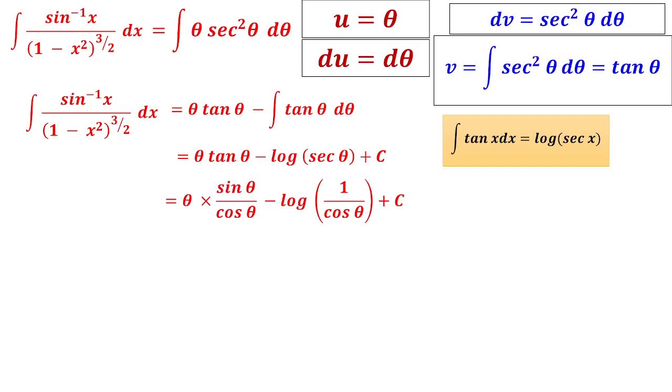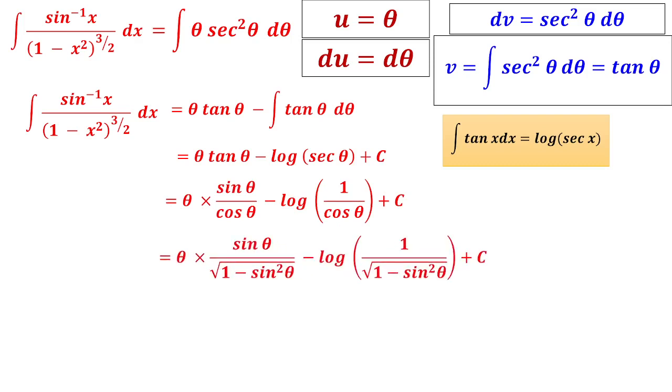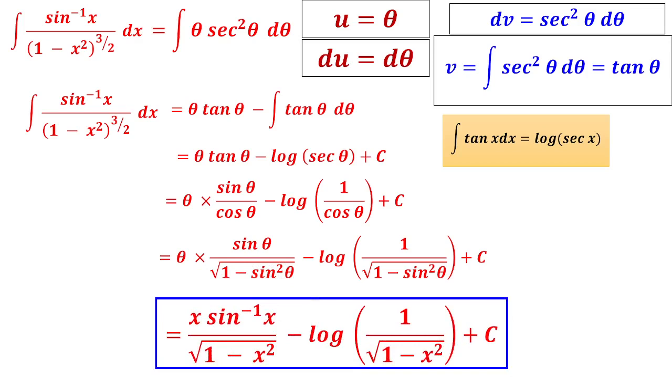Therefore tan theta is sin by cos and secant is 1 by cos, and I have done the substitution for sin theta only. Therefore I am checking everything in terms of sin. Sin by root 1 minus sin square, log of 1 by root 1 minus sin square. Now do the substitution, because you know that sin theta is x and theta is sin inverse x. Simple.